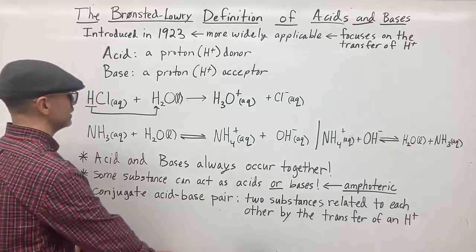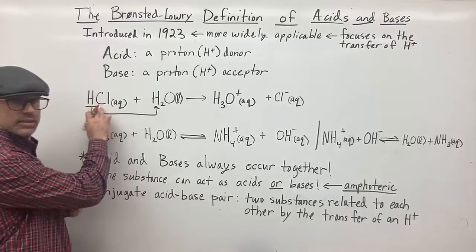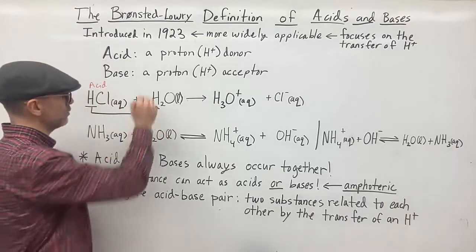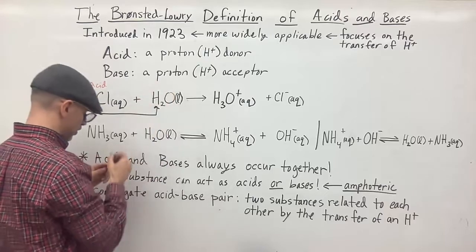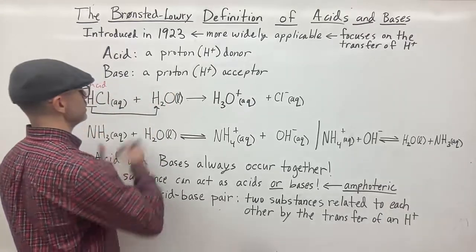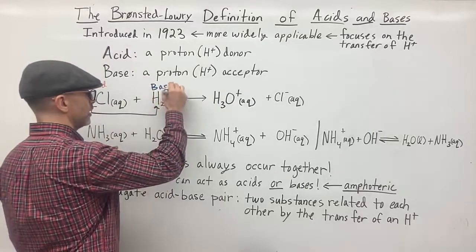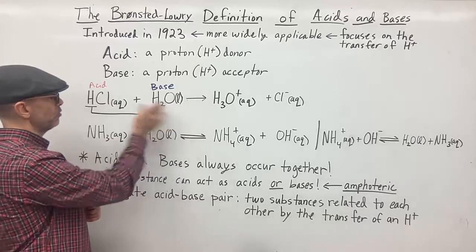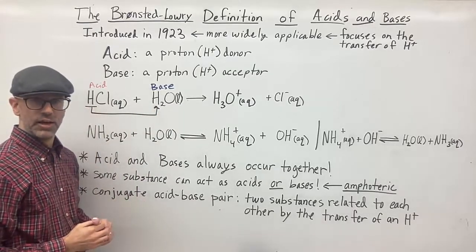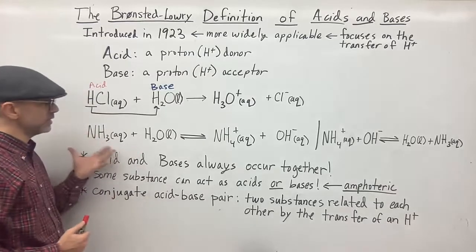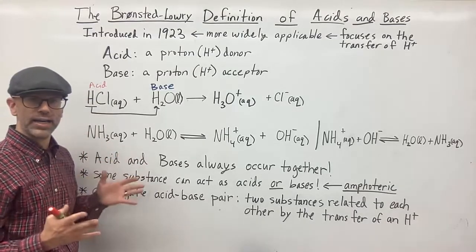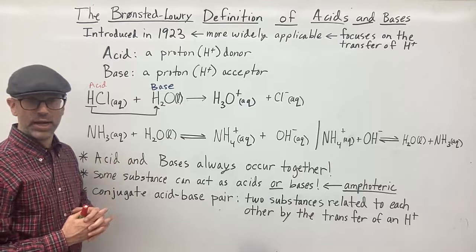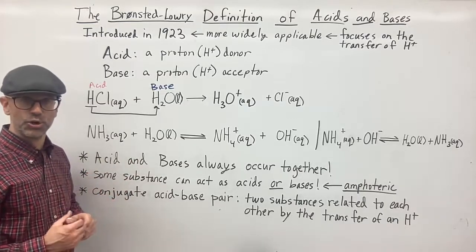So in this case here, the HCl is the acid, and water is a base according to this definition of acid and base. So water is a base because it's accepting the proton from HCl. And the next example here shows the more wide application of this definition compared to that of the Arrhenius definition that we covered in an earlier video.